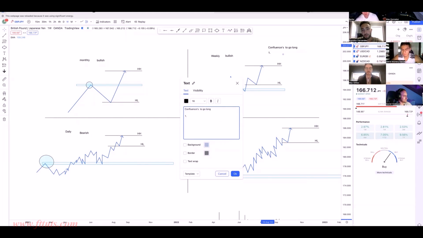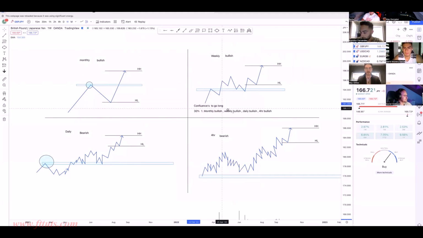So we have, let's not put the monthly. We're just going to keep it how we were yesterday. Actually, let's put the monthly for this example. So monthly bullish, weekly bullish, daily bullish, 4 hour bullish, right? So technically this trade would be a 40%, or let's just keep it 30% based off of yesterday. I'm going to put the monthly because it's going to be very important in a little bit. So based off of what I taught you guys yesterday, this is a trade to buy.